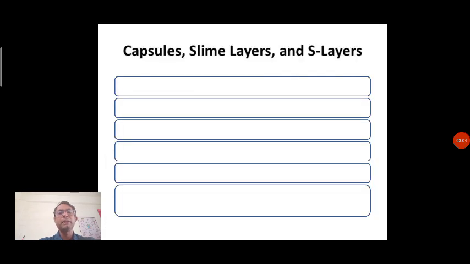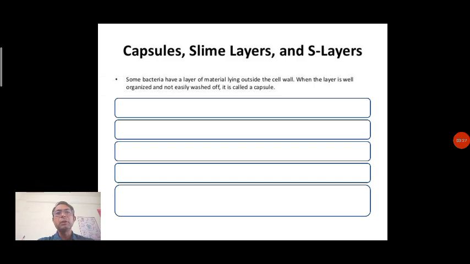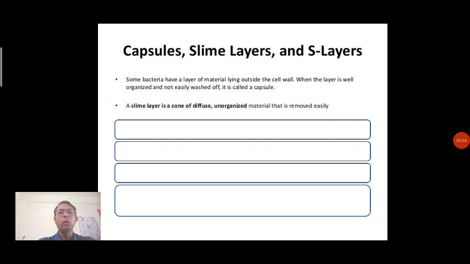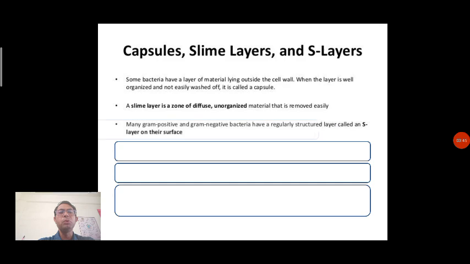Now moving to the next, the other layers present on the external side of the bacterial cell, which act as a protective covering for the bacterial cell. Here we can see the capsule, slime layer and S layer; these are the different layers present in bacteria that work as a protective layer. Some bacteria have a layer of material lying outside of the cell wall. When the layer is well organized and not easily washed off, it is called a capsule. A slime layer is a zone of diffuse, unorganized material that is removed easily.